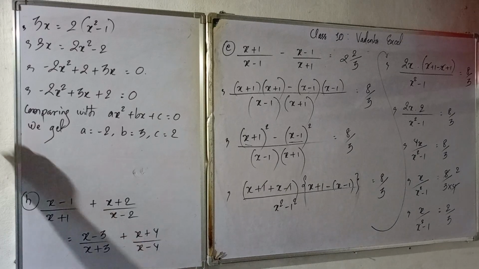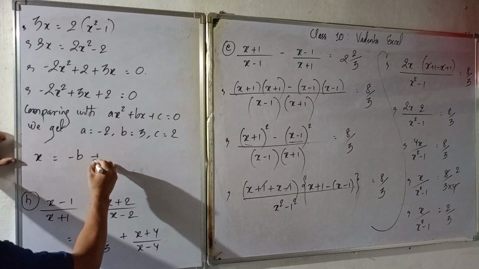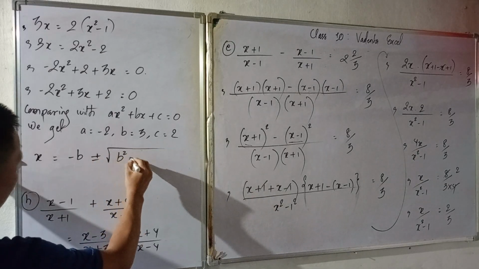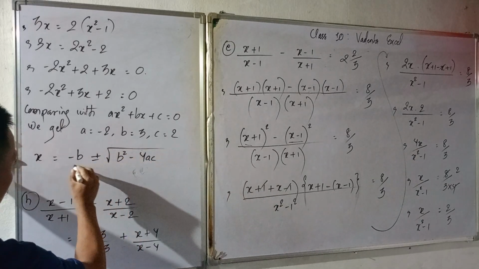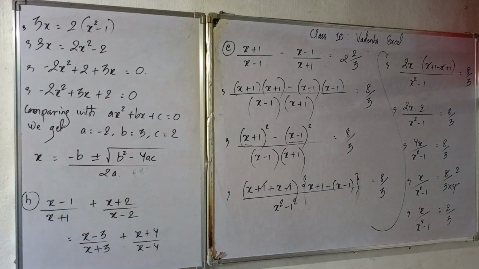Now we know x equals to, use that formula, minus b plus minus under root b square minus 4ac divided by 2 times a. Okay, this is the formula.